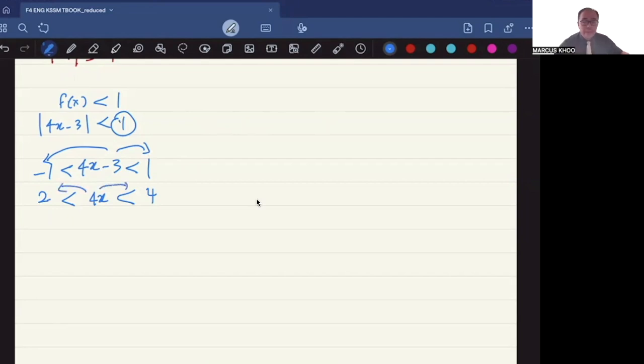Moving the 4 across will be divide, so this will be 1. You're left with x, and then you're left with half. So this is our final answer for the domain. The answer is in an inequality, which is also something that you learn in Form 3 maths.